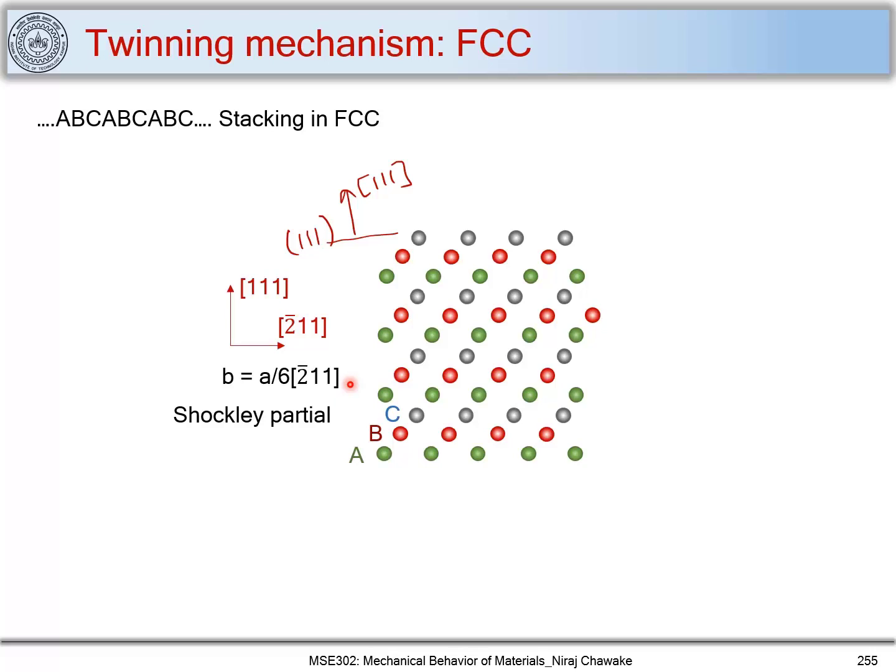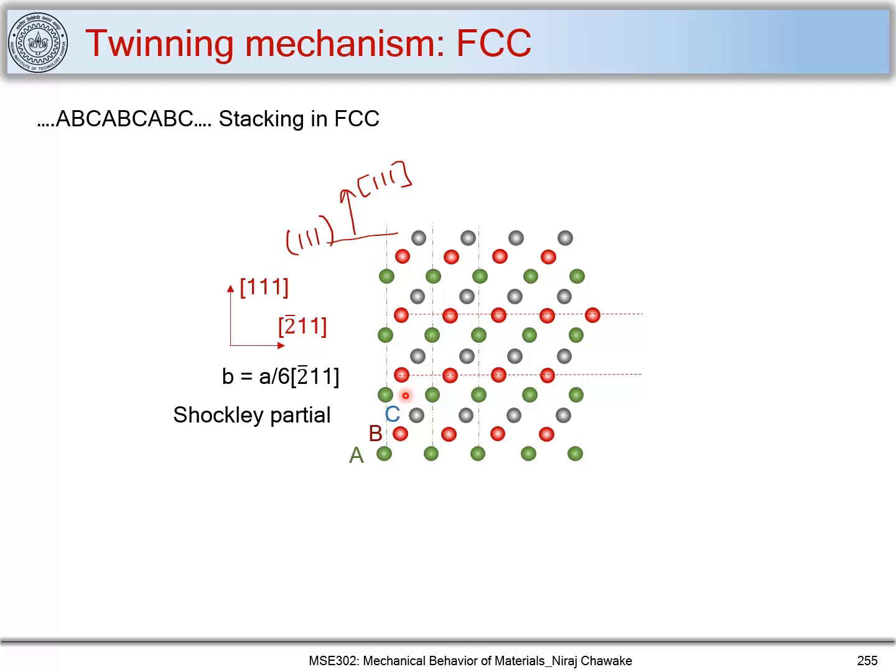Now let's look at how twinning occurs. For that, let's mark two planes here. And now let's mark these three planes, or these three lines, indicating, if this is a [bar 2 1 1] direction, these planes will be bar 2 1 1 planes, and when atoms move in this direction, it creates a stacking fault.